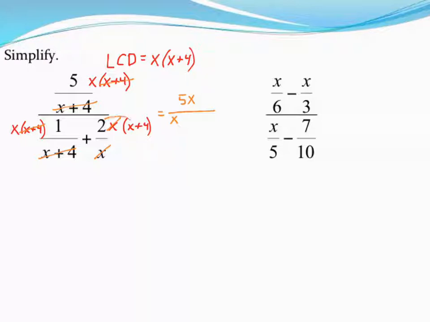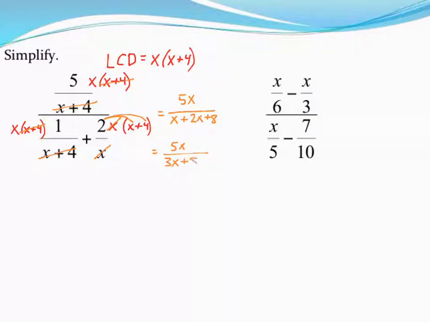For this final portion, I need to distribute and do 2 times x plus 4. So I end up with plus 2x, and then plus 8. I've done the main part of the problem. I've eliminated the fraction within a fraction. To finish this, I have a few like terms I can combine in the denominator, so I'll go ahead and do that. So I get 5x over 3x plus 8.